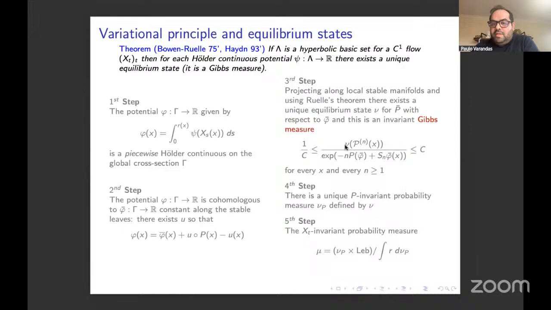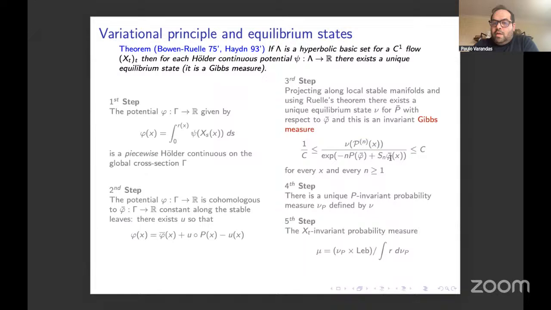And Gibbs in the sense that if you think about P_n(x) as a cylinder of length n centered at x, then the measure of these cylinders can be described, up to a constant, by the exponential of minus n times the pressure of the potential, plus the Birkhoff sums of this potential along the orbit of the point.